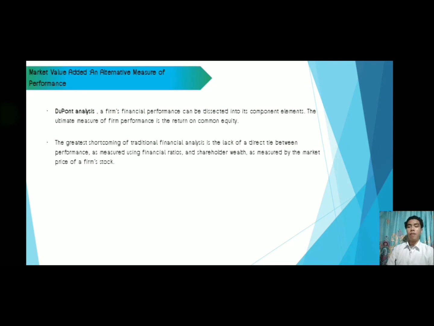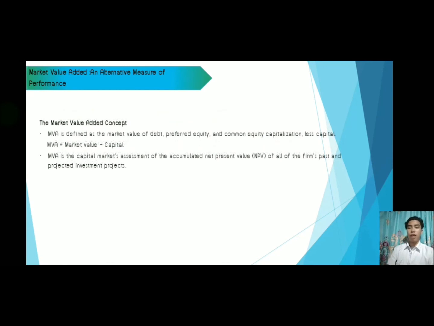Although insights can be gained from this type of analysis, traditional financial analysis suffers from weaknesses inherent in the reported accounting information, and it does not directly consider this in the measure of performance. The greatest shortcoming of traditional financial analysis is the lack of a direct tie between performance as measured using financial ratios and shareholder wealth as measured by the market price of the firm's stock. Now, let's move on to the market value added concept.